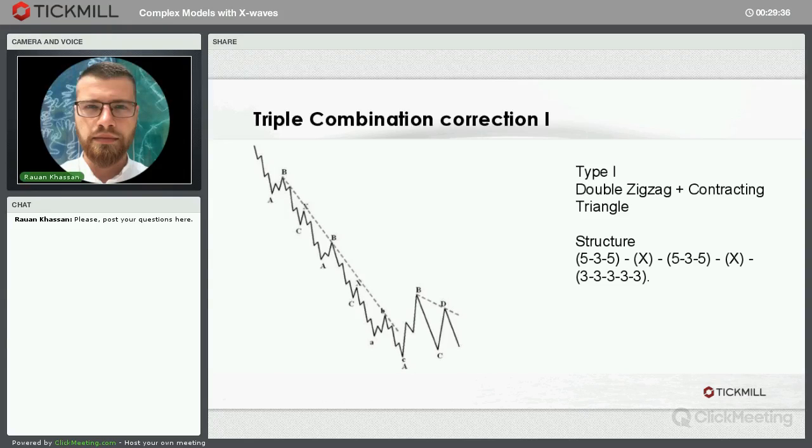So in the case of such an outcome, it could be very useful to enter the trade after the line of the contracting triangle is broken in the trend direction. And the stop loss could be put just below the local bottom around the start of wave A.